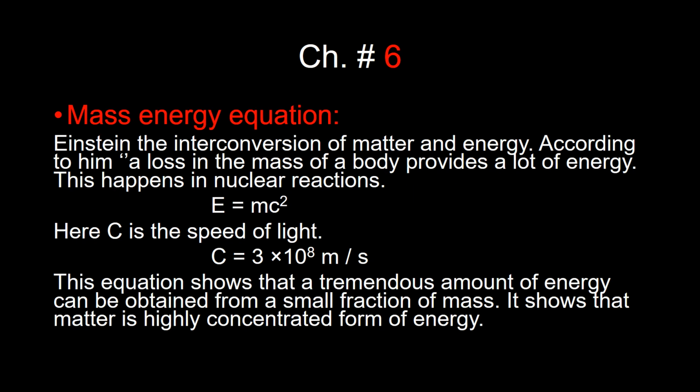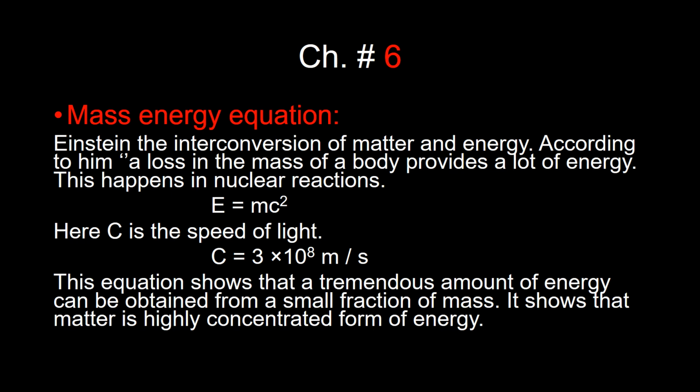Next is the famous mass-energy equation of Einstein. Students, this equation given by Einstein gives the relation between mass and energy. Einstein predicted that matter can be converted into energy, and according to him, a loss in the mass of a body provides a lot of energy. This happens in nuclear reactions. The relation between mass m and energy E is given by Einstein's mass-energy equation: E = mc².